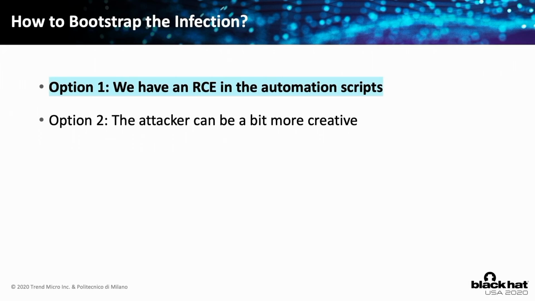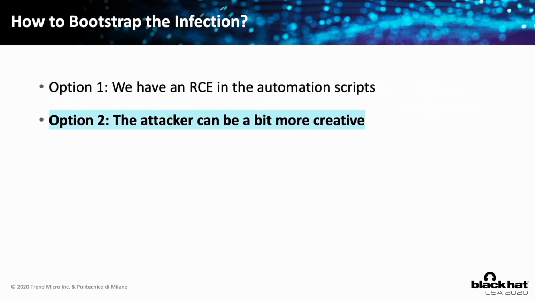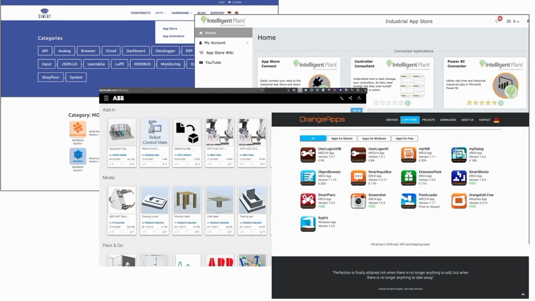Good. So in addition to having a remote code execution vulnerability, as we have in the first robot on the left that you just saw, in order to bootstrap the infection, the attacker may also be a little bit more creative. And I want to spend a few slides explaining this. We found out that some of the robot vendors provide an ecosystem that is very similar to the app stores that we have for mobile phones.